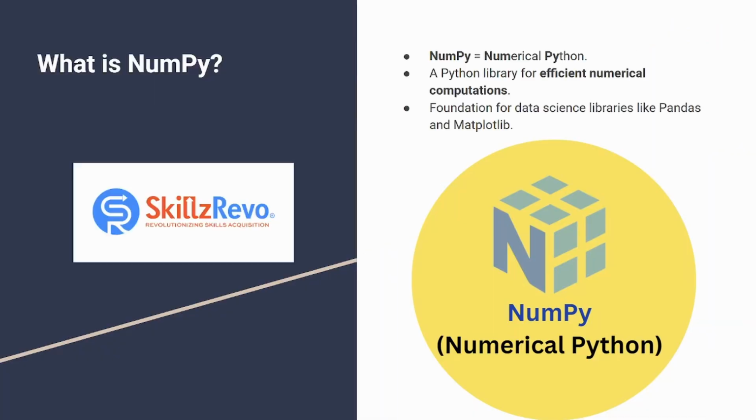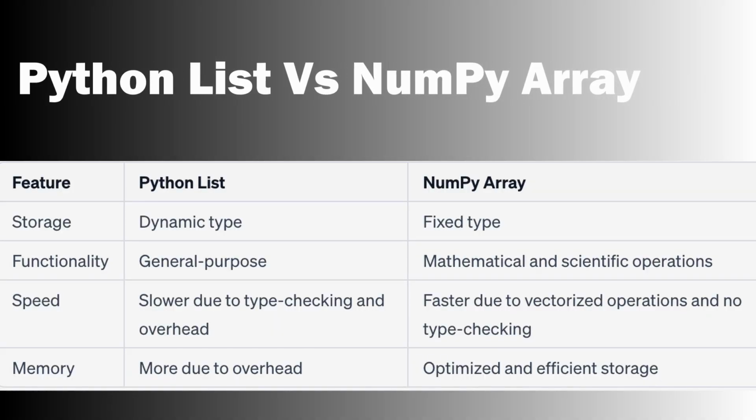So firstly, what is NumPy? NumPy is a numerical Python library, a Python library for efficient numerical computation. We compare the NumPy array with our Python list. Both look similar in some manner, but there are some differences. If we compare the speed when we perform any sort of operation on the list and on a NumPy array, NumPy is much faster than a Python list.